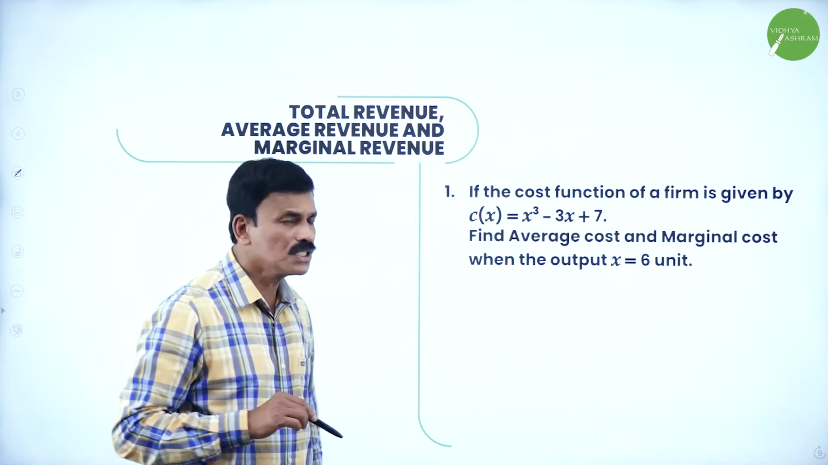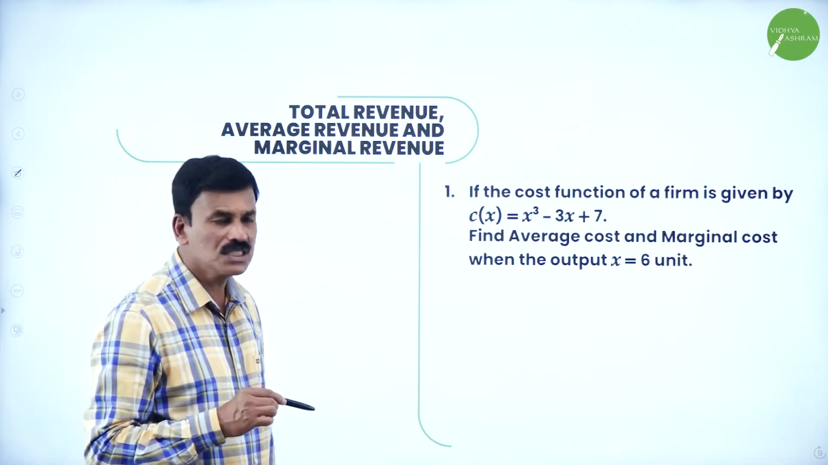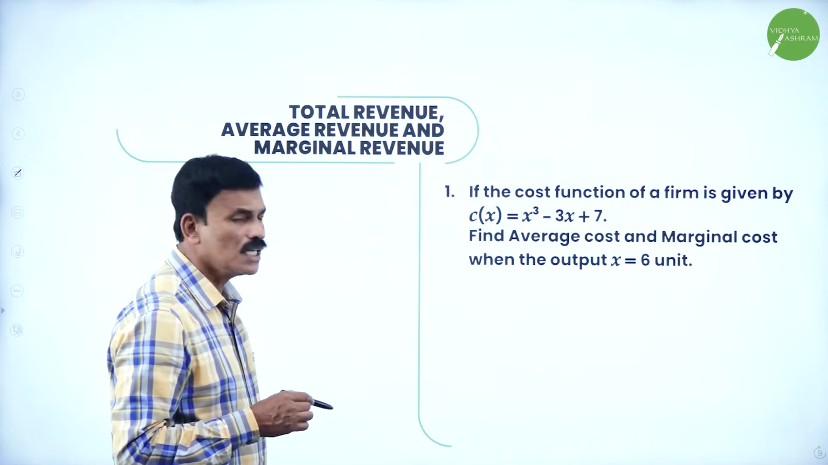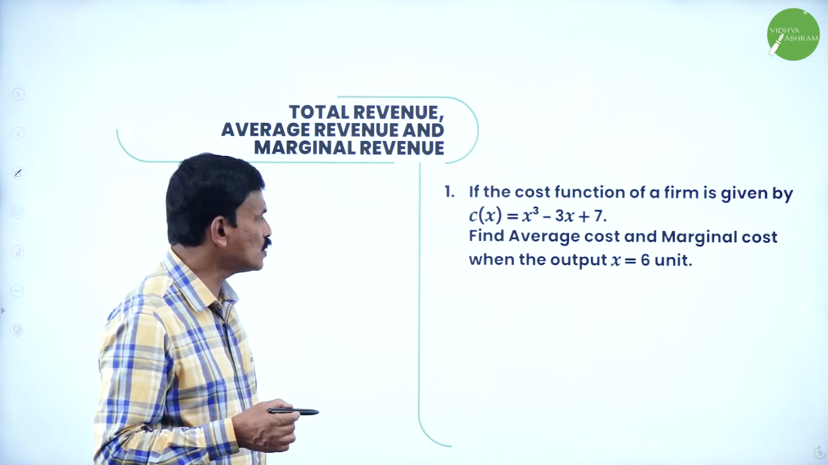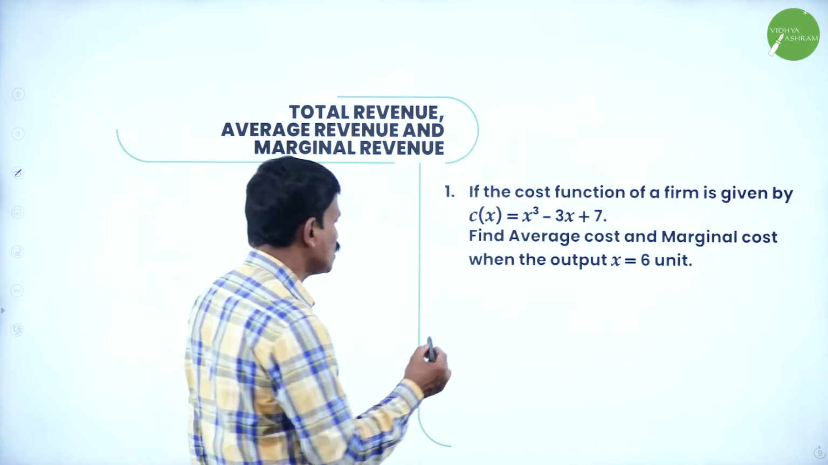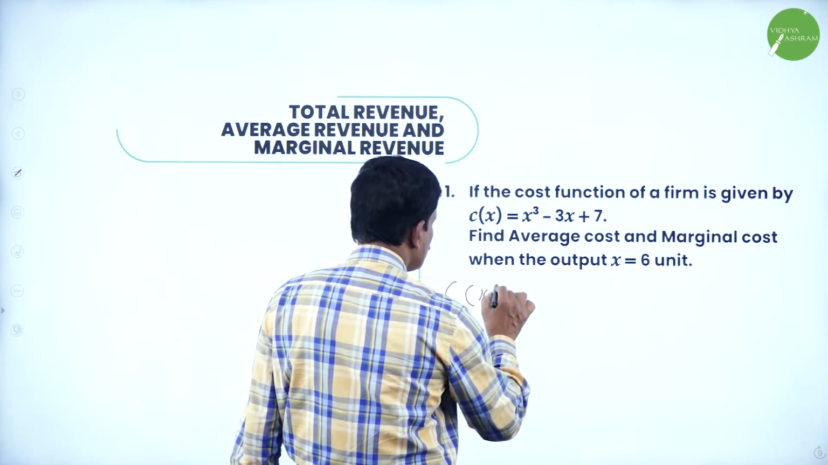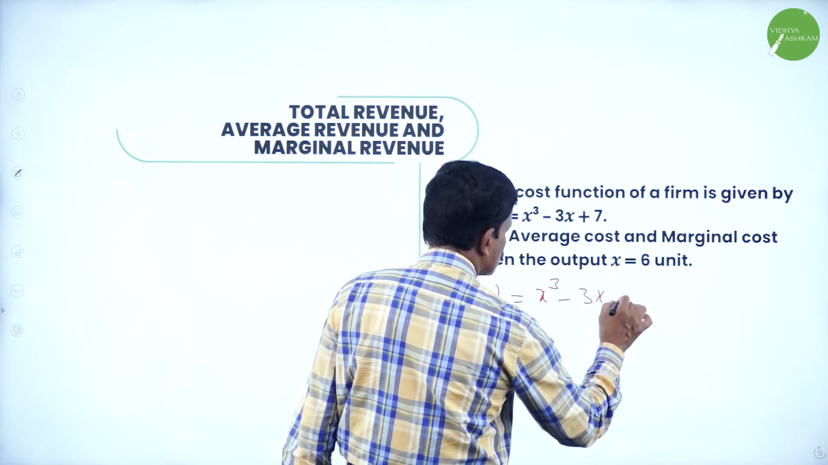The cost function of the firm is given by C of x, where C of x is equal to x cube minus 3x plus 7. Find the average cost and the marginal cost when the output x is equal to 6 units. So here, what is given? C of x is equal to x cube minus 3x plus 7.